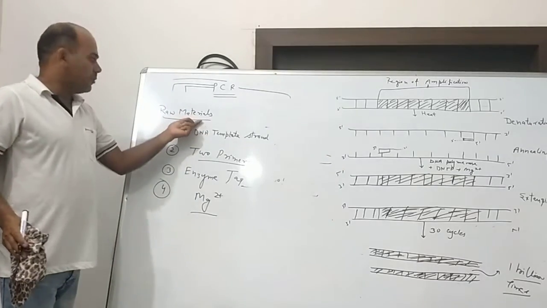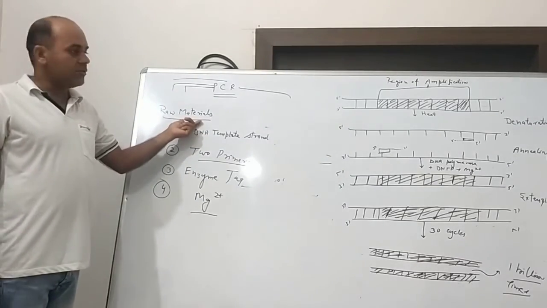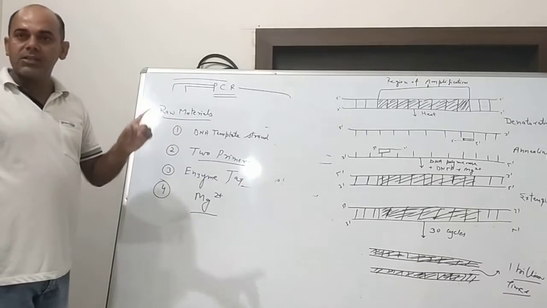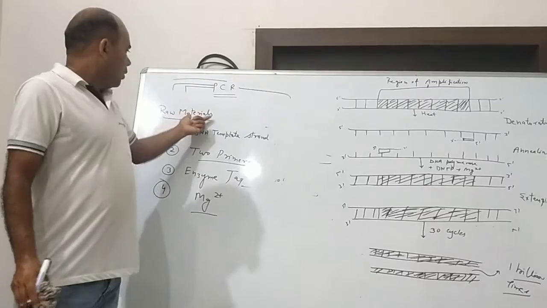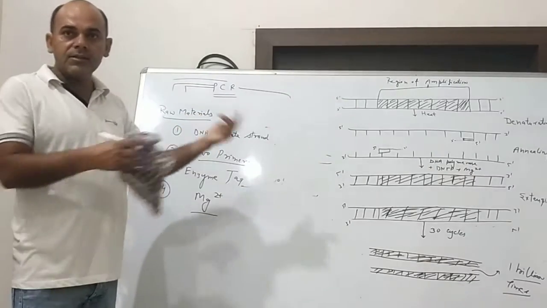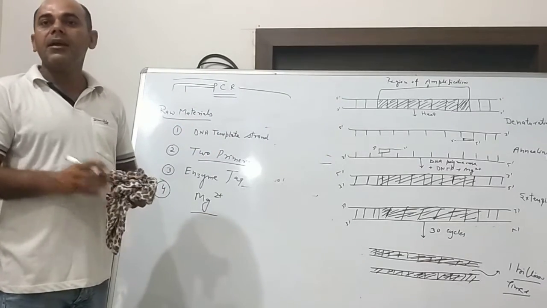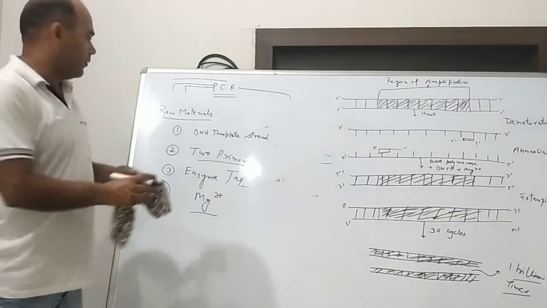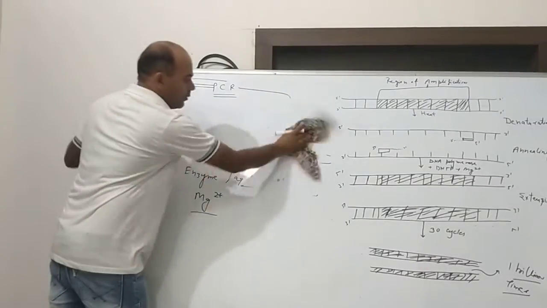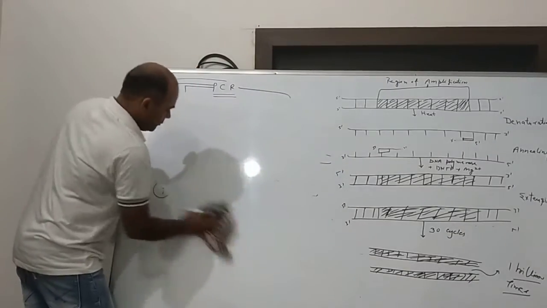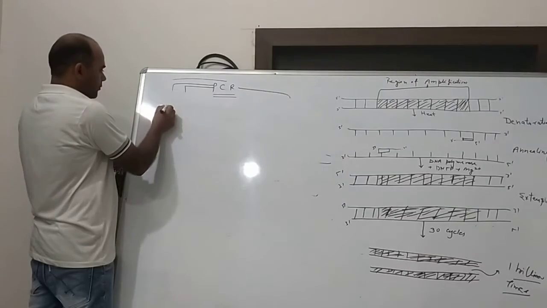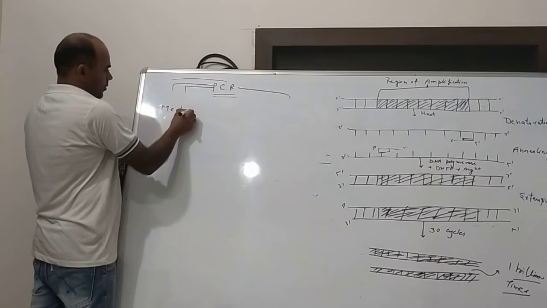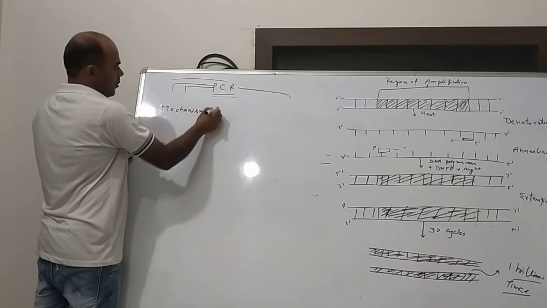So you can make this a heading, because the question may be for 5 marks. Discovery, principles, aim, requirements. Next step is called mechanism of PCR. Very important question. Make a big heading. That is called mechanism of PCR.